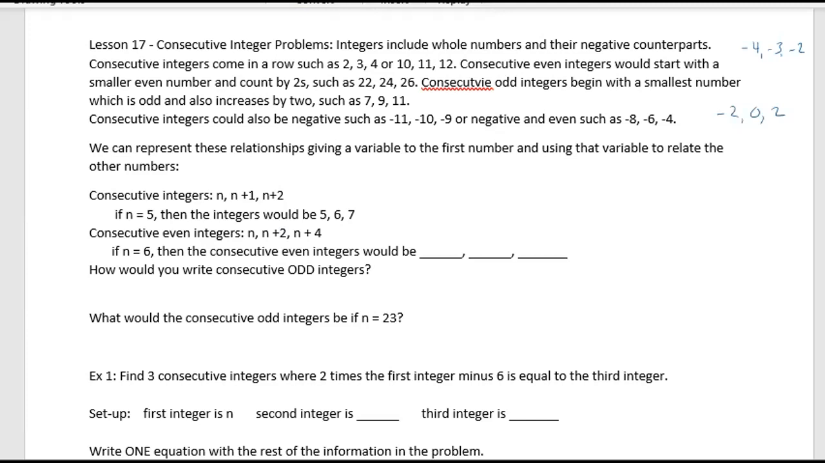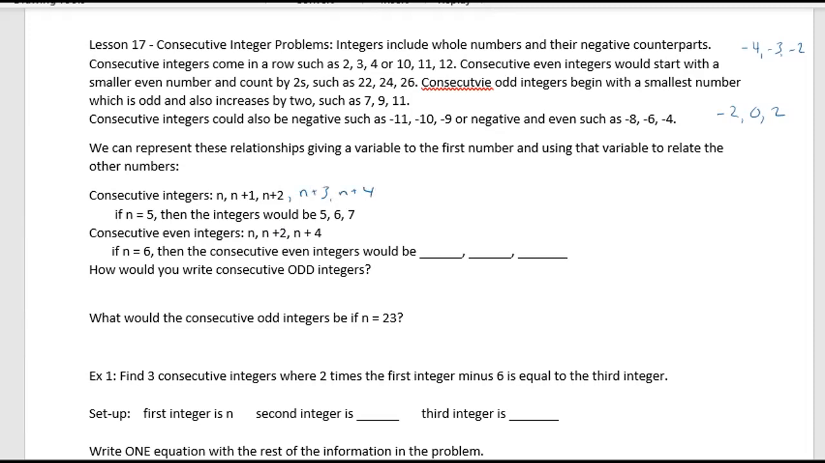We usually use n just because that stands for number, but you could use x, you could use p, w, you could use alpha, you could draw a smiley face. However you want to represent that first number, but then know that the next number in a consecutive integer situation is going to be that first number plus 1. And the next one would be that first number plus 2. And we could keep going. We could do n plus 3, n plus 4, whichever number in a line that you want.